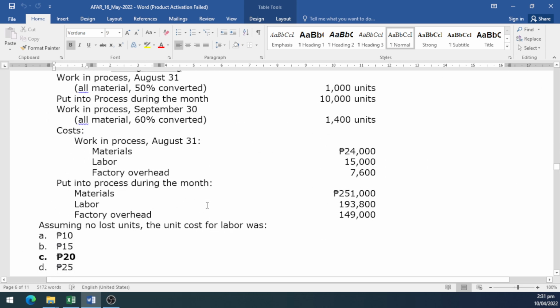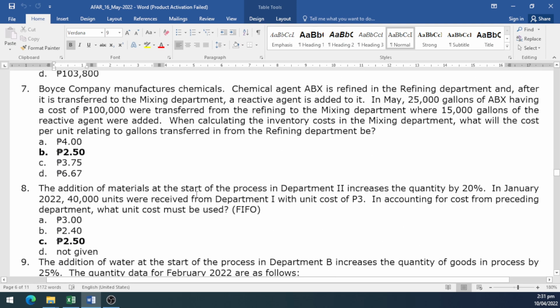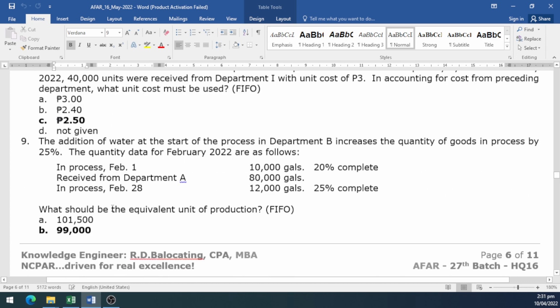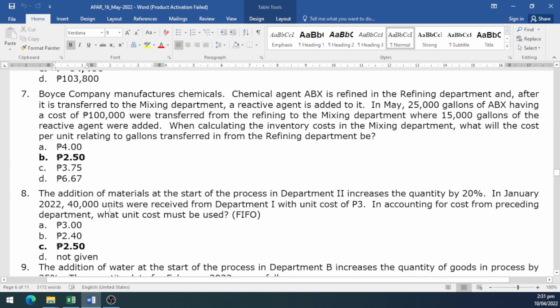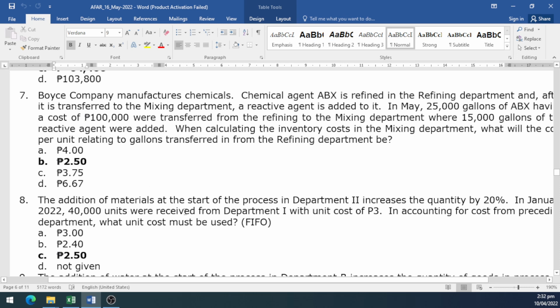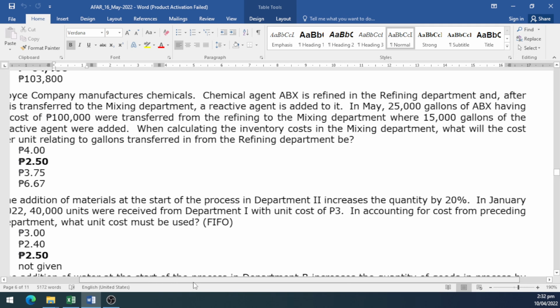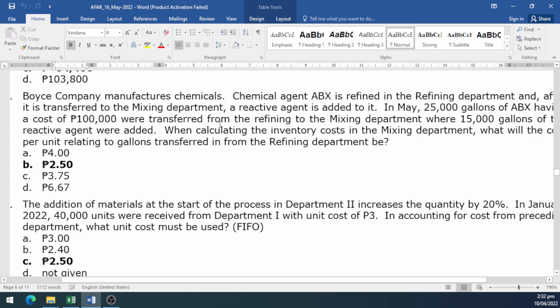Mga loss units nandyan din. But this one, item number 7, 8, and 9 for increase in units, ito ay i-explain ko pa. Okay, so dako tayo saglit dito sa problem 7 sa multiple choice. Kung paanong gagawin kapag mayroong increase in units, or we call that accretion due to addition of materials in the department, in the receiving department.